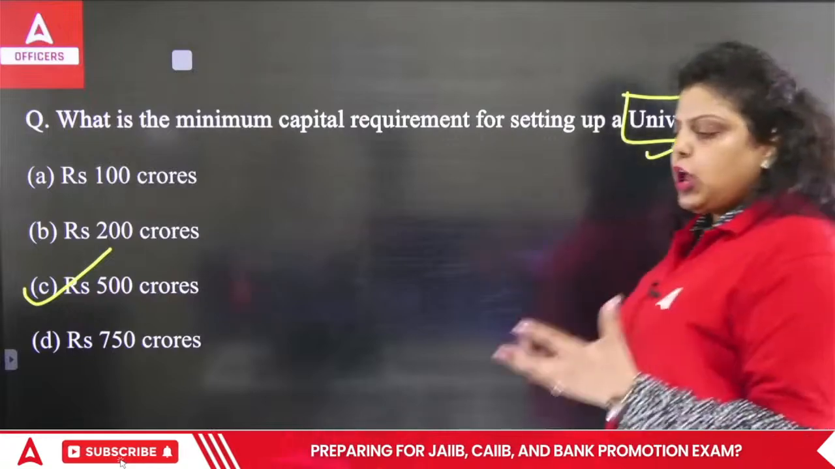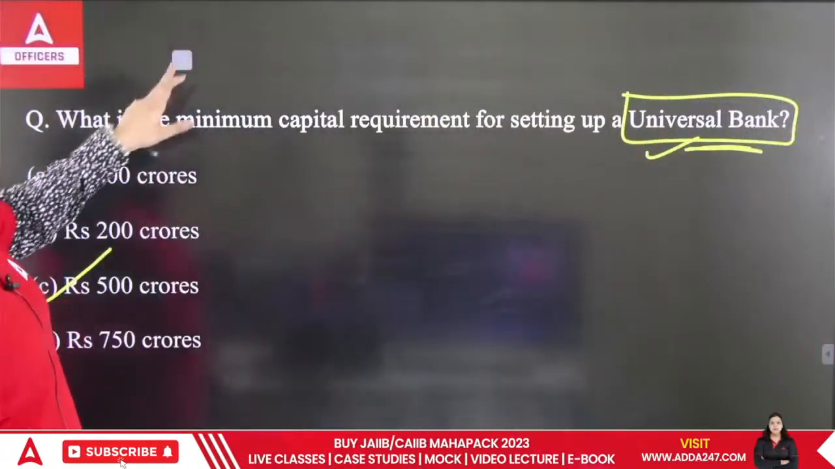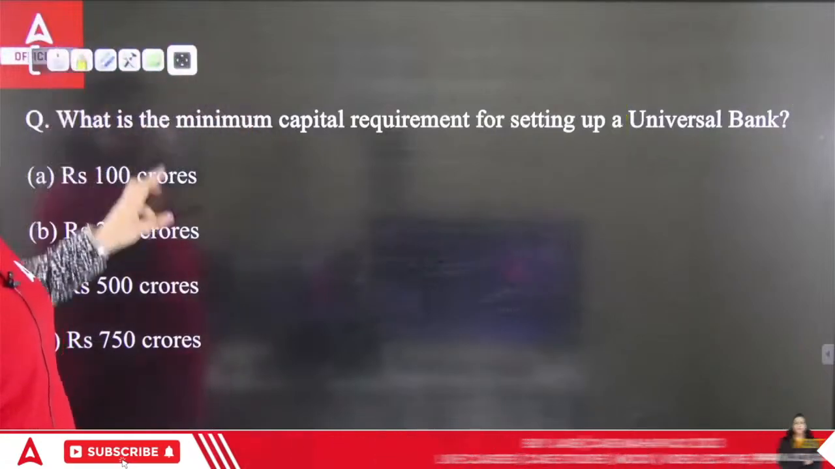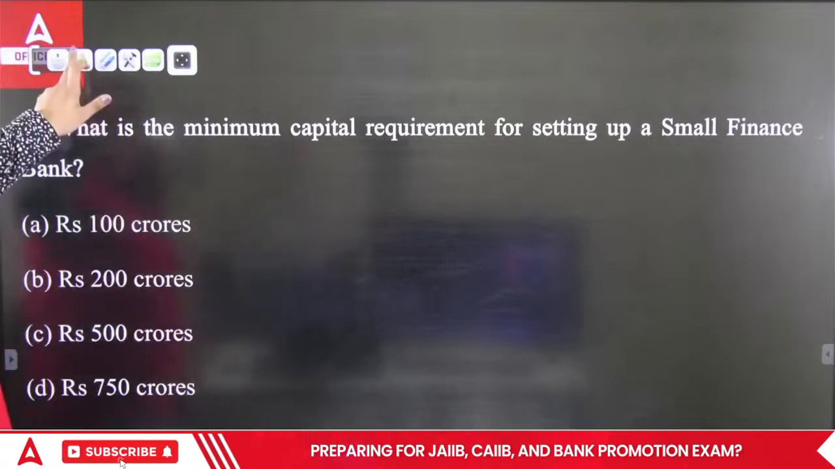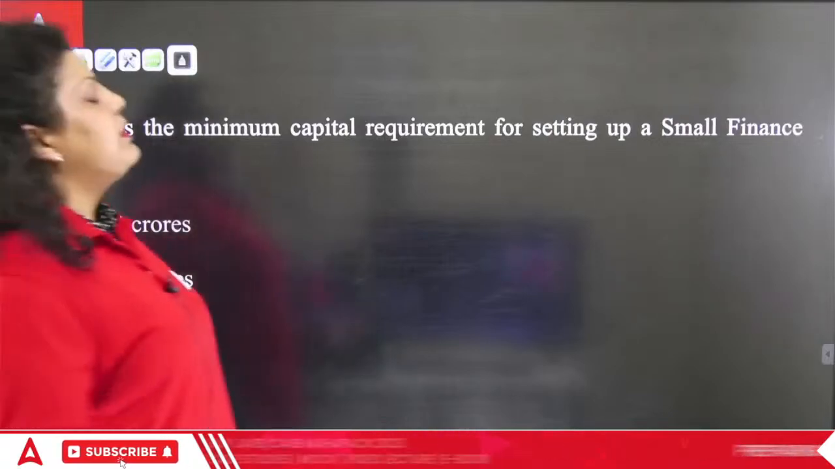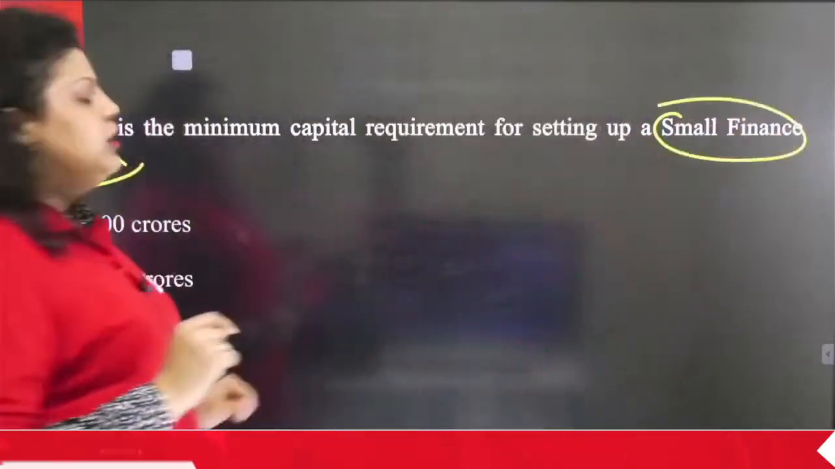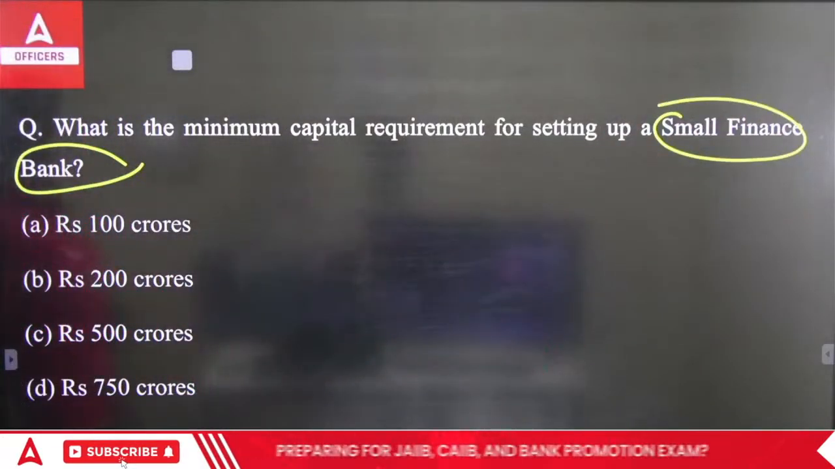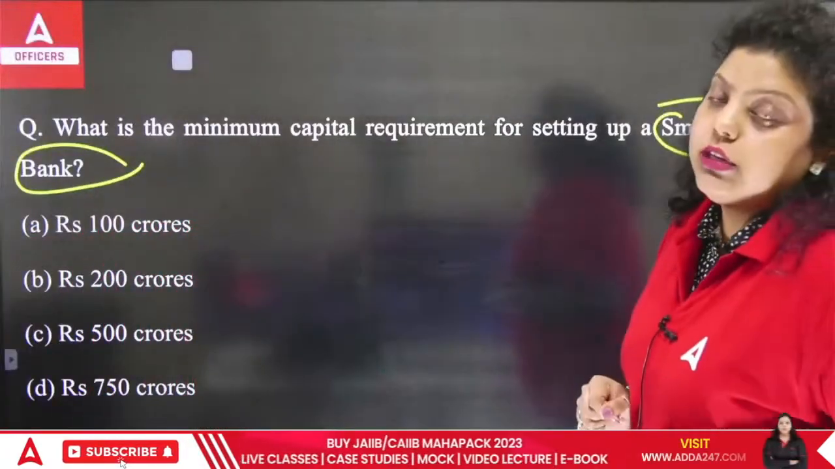Okay, so public sector banks, private sector banks, and foreign banks are all types of universal bank, and they need 500 crore initial capital to be established. Now, what is the minimum capital requirement for setting up a small finance bank? So what is a small finance bank? The purpose of establishing a small finance bank was to achieve financial inclusion.